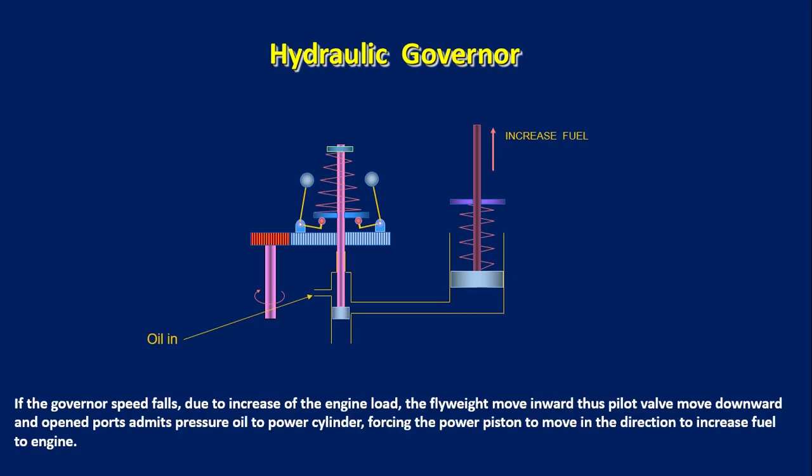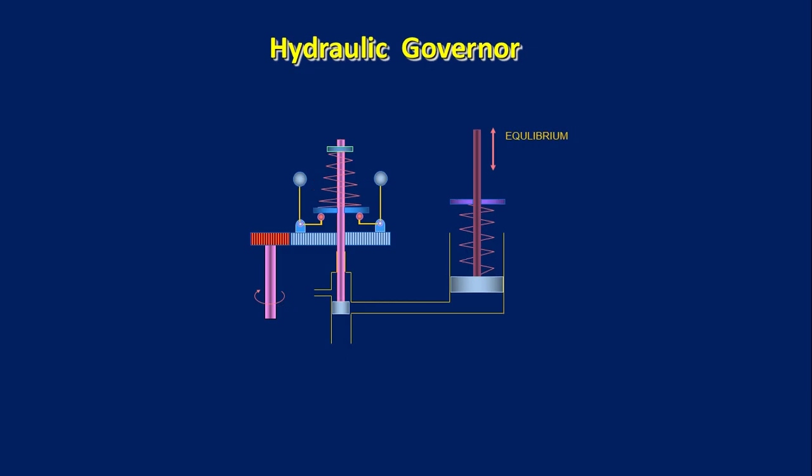So here we can see when the engine generator speed decreases, the flyweight moves inwards and this pilot valve goes down. As a result, oil comes in and pushes the power piston, and the fuel will increase. After the fuel increases, this will again come to the equilibrium condition.